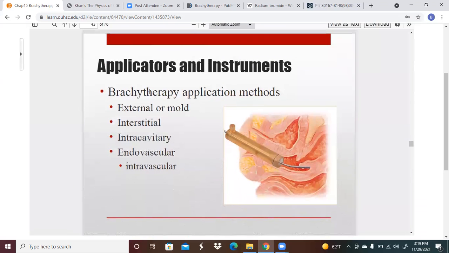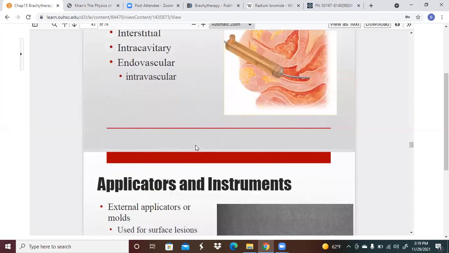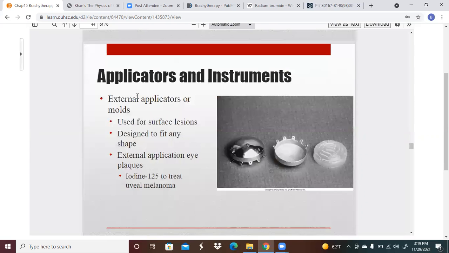Brachytherapy application methods. You've got an external or mold that can be done, interstitial, intracavitary, endovascular, intravascular, if you're into that kind of thing.